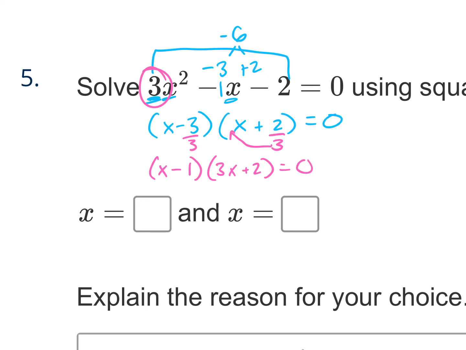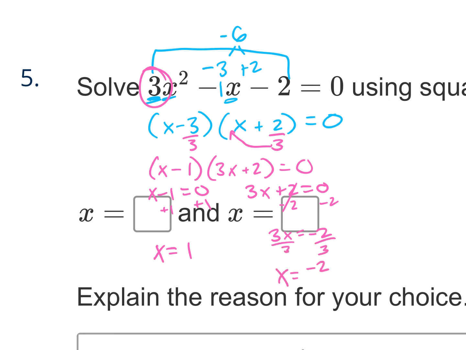Now I factored it, but did I solve it yet? How do I solve? Make both equations equal to 0. So x minus 1 is equal to 0. And 3x plus 2 is equal to 0. And then I just solve both my little equations here. So for the first one, I would add 1 to both sides. So x is equal to 1. Second one, subtract 2 on both sides. 3x is equal to negative 2. And then divide by 3. So x is equal to negative 2 over 3. So these are our two answers here.